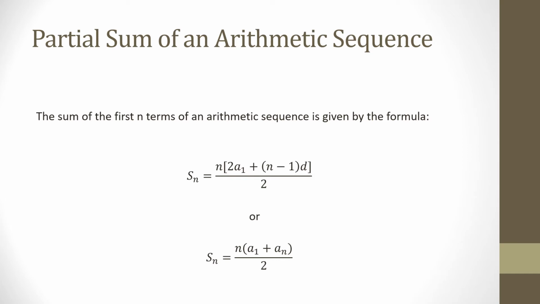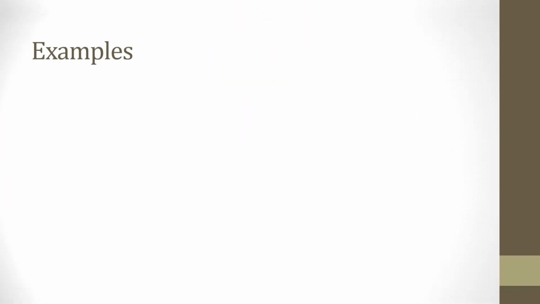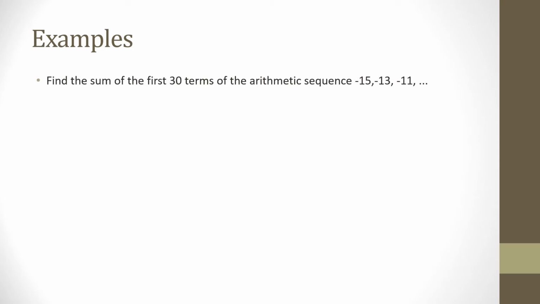So, proceed tayo sa example. Examples. So, the first example is find the sum of the first 30 terms of an arithmetic sequence: negative 15, negative 13, negative 11, and so on. So, first and foremost, binigyan kayo ng arithmetic sequence, so kaya mong i-solve yung common difference dyan. Okay? So, the common difference is a sub 2 minus a sub 1. So, negative 13 minus negative 15 is equal to 2.